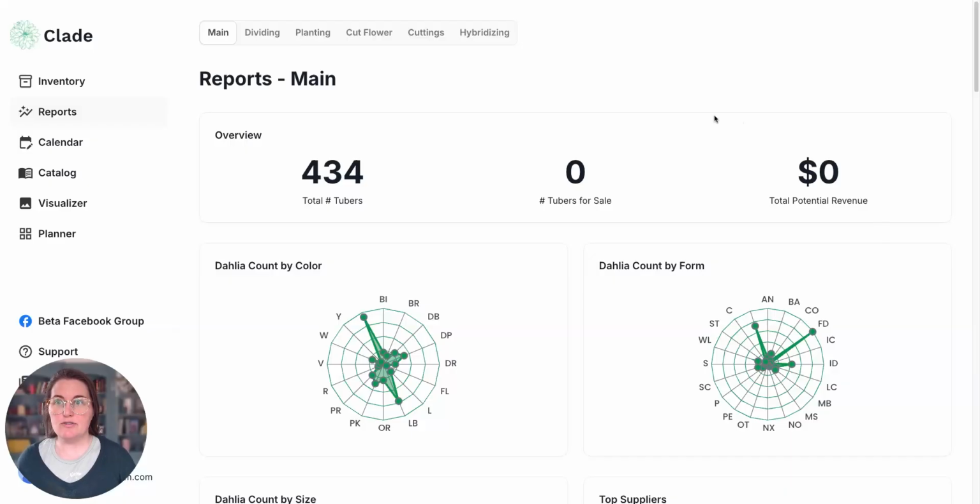You can see across the top, there's reporting for each feature that's separated by function. So if you want to know more about your dividing processes, go to dividing. If you're hybridizing, go to hybridizing. I'm going to start and go through each tab.